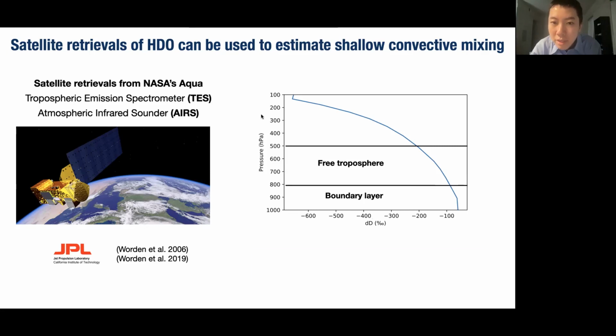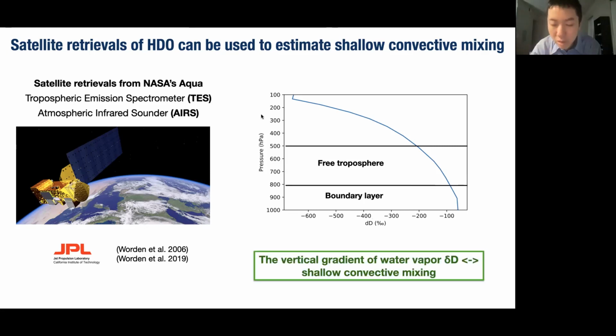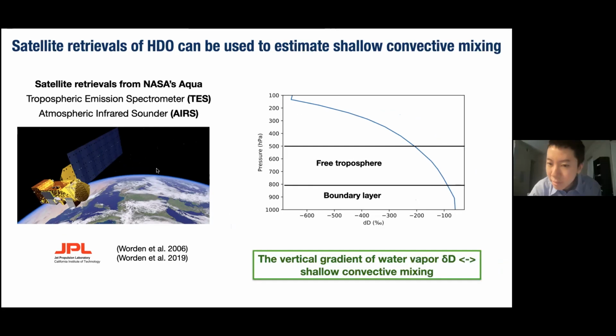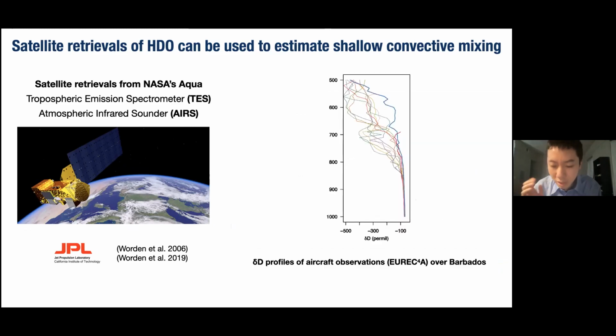And we are wondering that if we have strong convective mixing, the gradient between the boundary layer and the free troposphere will be decreased. So maybe we can use the vertical gradient of water vapor delta D to estimate shallow convective mixing. So this is the basic idea of this talk, and our goal is to justify this method.